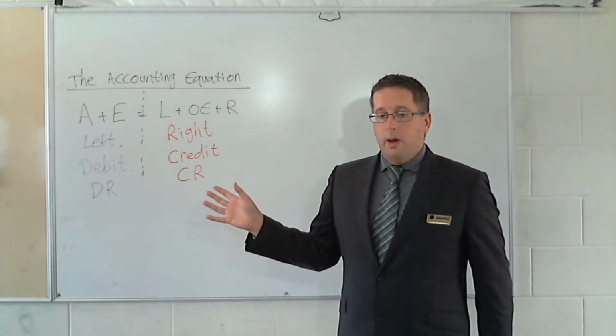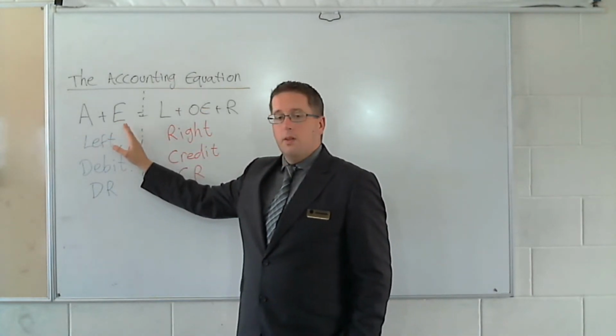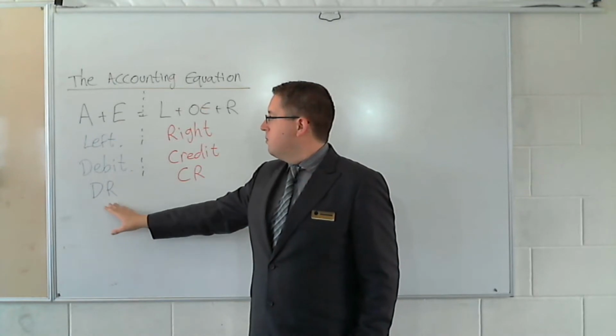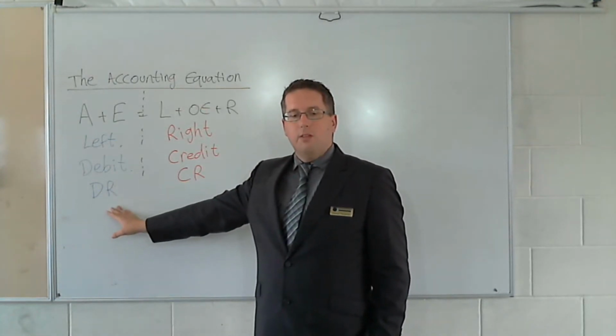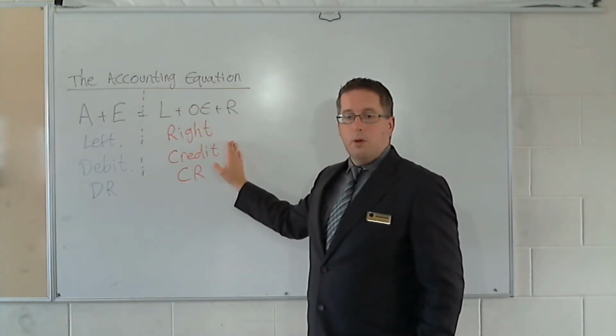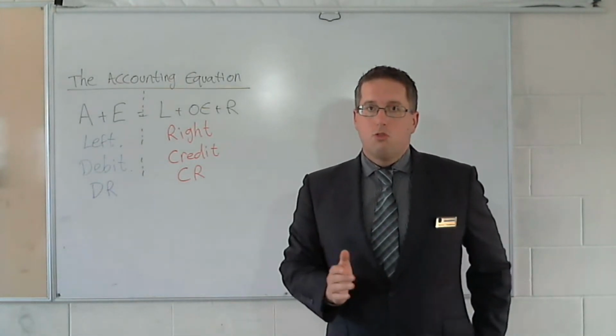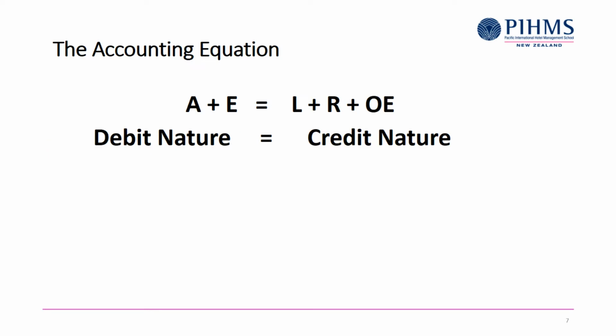Now, this is a really important part. Anytime you have assets and expenses, they're debit in nature, so they're probably going to be recorded on the left-hand side. Anytime you have liabilities, owner's equity, or revenue, they're on the right-hand side of the equation. These are normally recorded as credits. So, assets and expenses are debit in nature, or when there's a balance, they're normally a debit. The other things on the other side, liabilities, revenue, owner's equity, are all credit in nature.